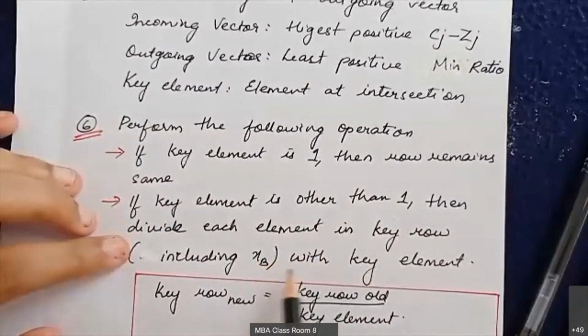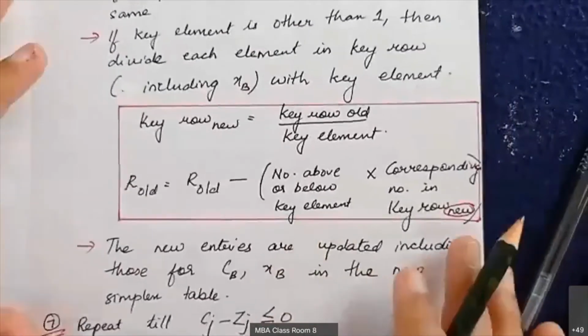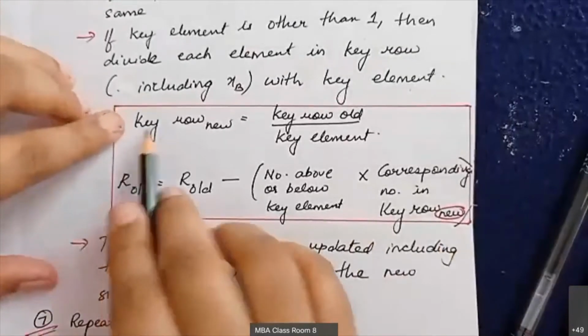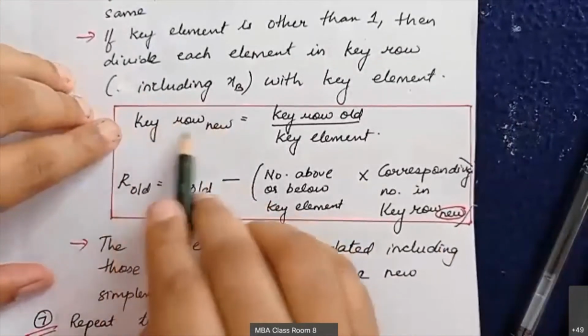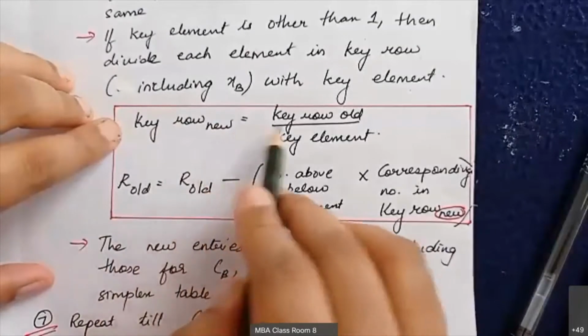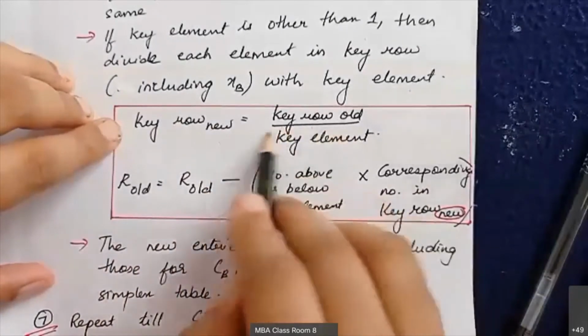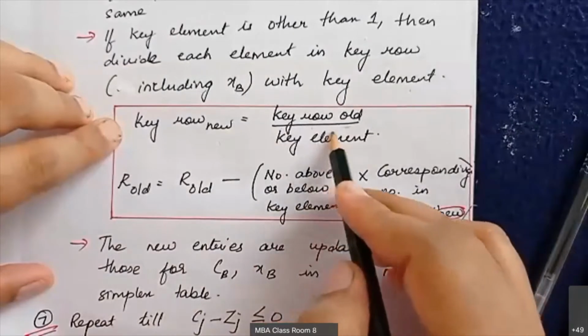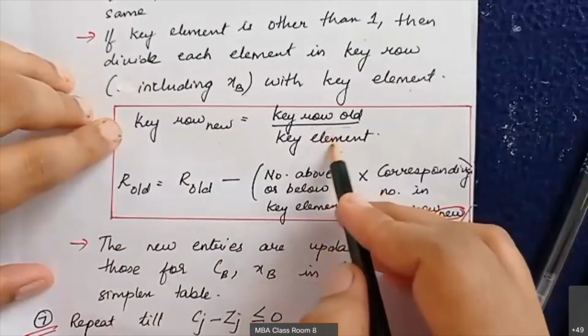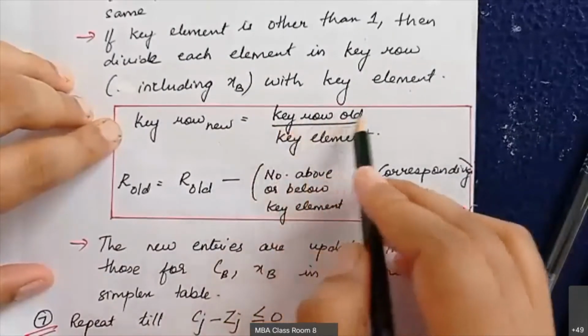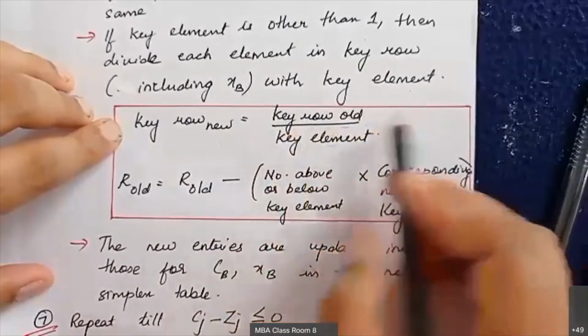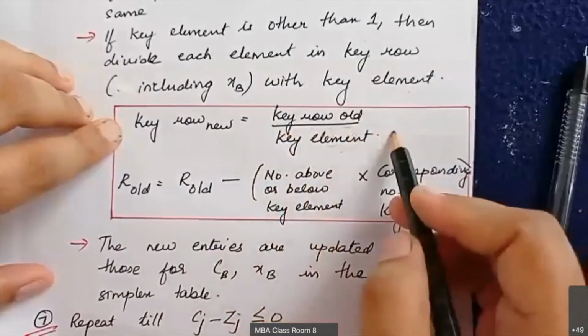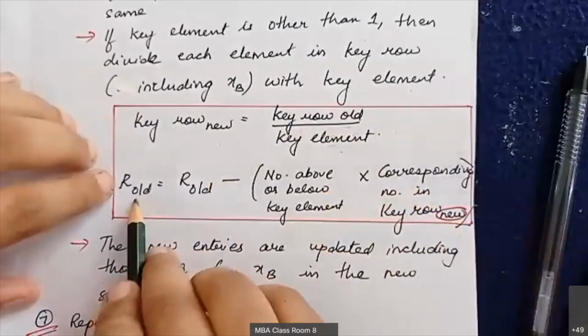Okay, XB with the key element. So these are the operations that we have to do. Key row new will become key row old divided by key element. Key element is, in our case, which one? 3. So each number in the key row we have to divide by 3. Okay, next one.